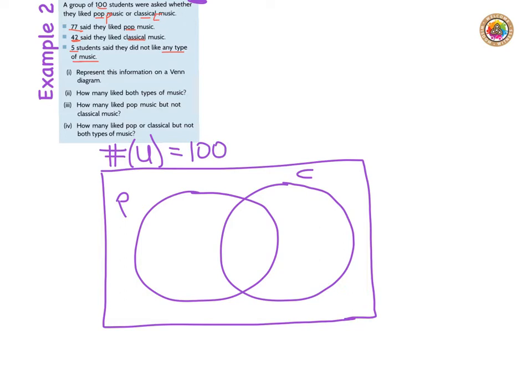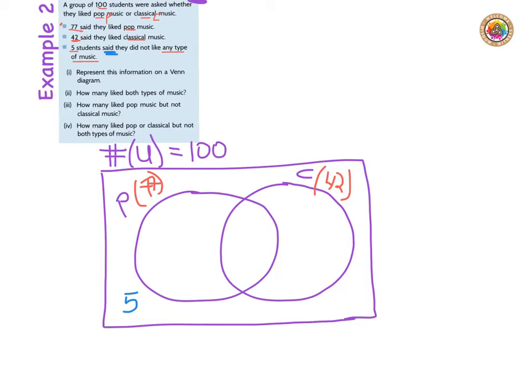Now we're told also that 77 students said they like pop music, so beside P I'm going to put 77 in brackets, and over here beside C I'm told 42 students like classical music. We're also told, very importantly down here, that 5 students said they don't like any type of music, so out here in outer space I'm going to put down 5.